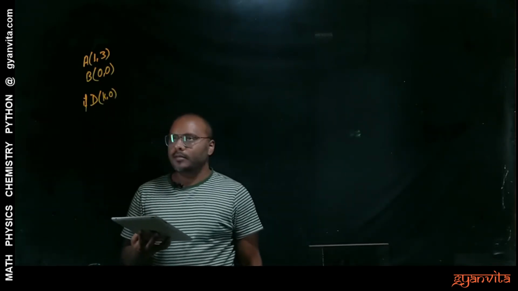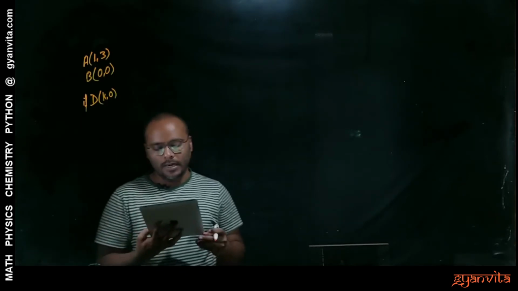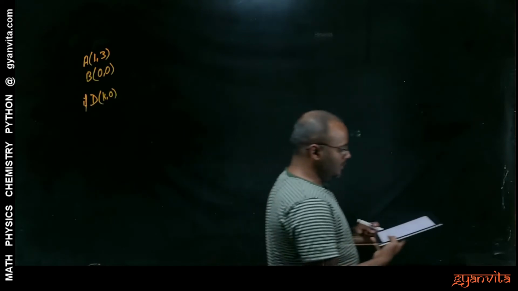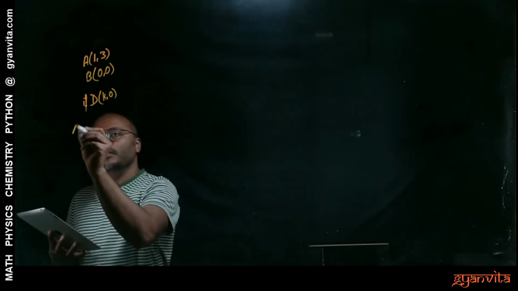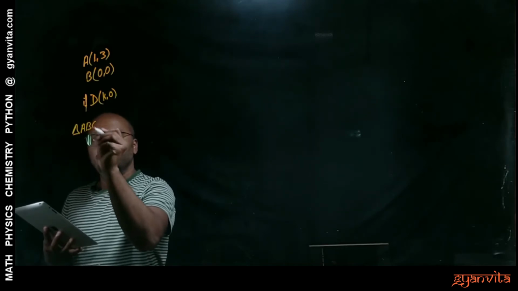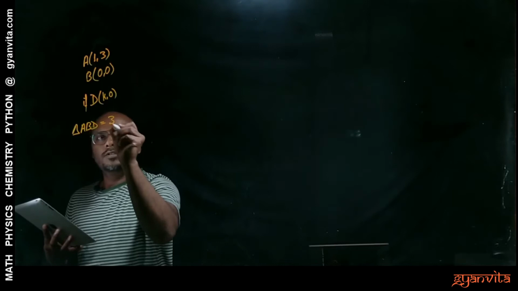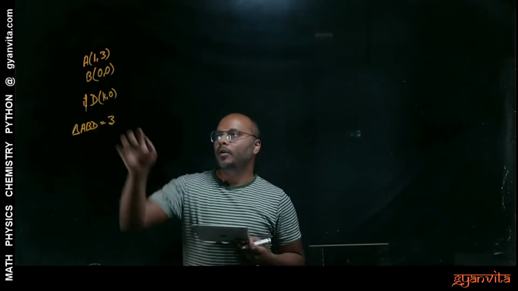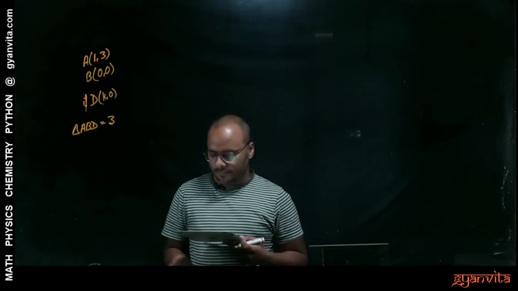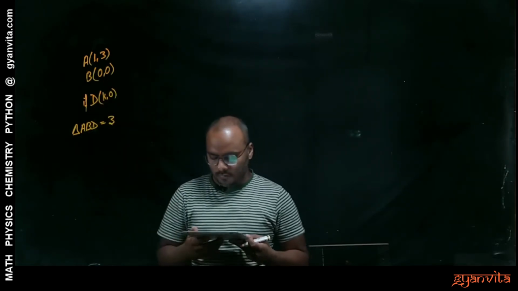Find K if D is a point such that the area of triangle ABD is 3 square units. Then you have to find the value of K, right? So actually the second part we can do very easily.